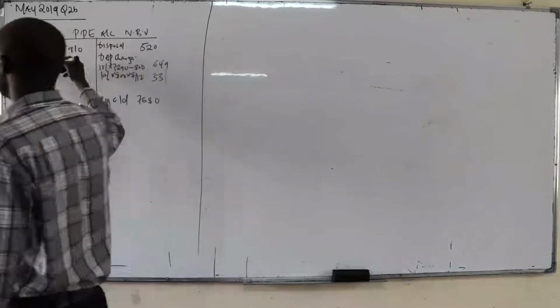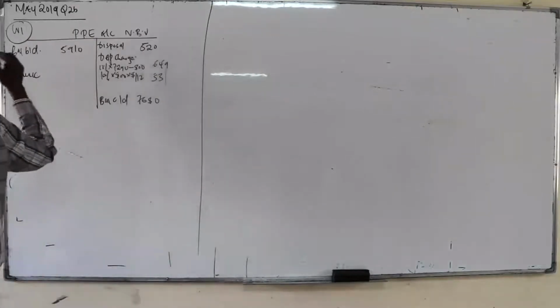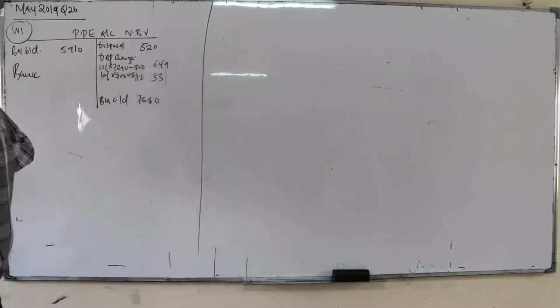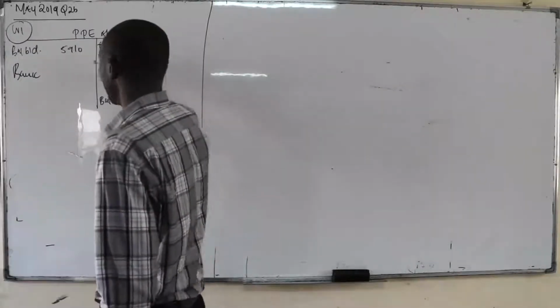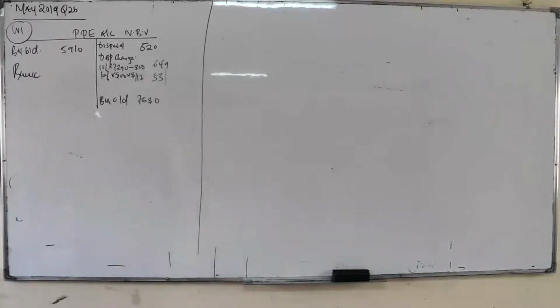Now the bank here will be how much? 3280. Add this plus this plus this plus this minus that. What do you get?